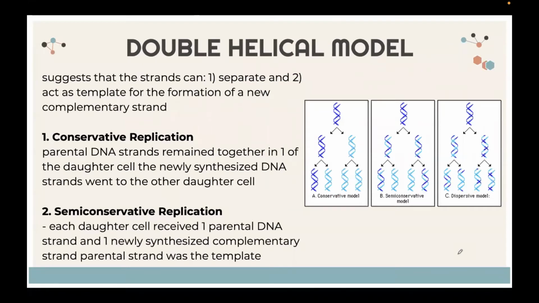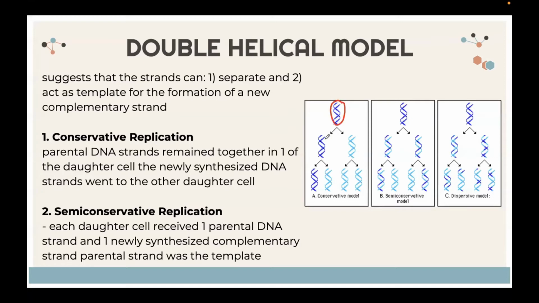And then we have your double helical model. It suggests that the strands can, number 1, separate, and number 2, act as a template for the formation of a new complementary strand. We have 3 types for that double helical model. We have your conservative, semi-conservative model, and then your dispersive model. So first, i-discuss muna natin si conservative replication. Conservative replication is the parental DNA strands remain together in one of the daughter cell, and then the newly synthesized DNA strands went to the other daughter cell. So if you will look closely on our right side, kunwari ito si DNA na original, yung parang old template.